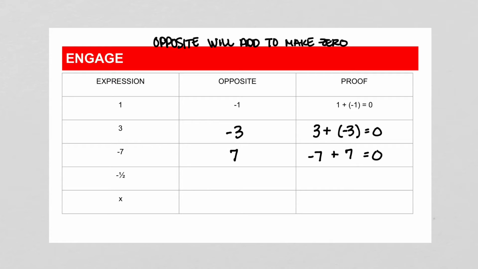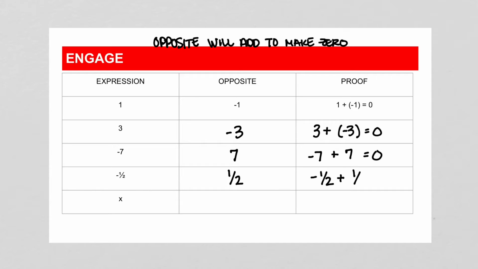Does that work with all rational numbers? What if we have not only a negative, but a fraction? What would the opposite be of negative 1/2? That's right, it'd be positive 1/2. So negative 1/2, we can prove it by saying plus a positive 1/2 will get us back to 0 on the number line.